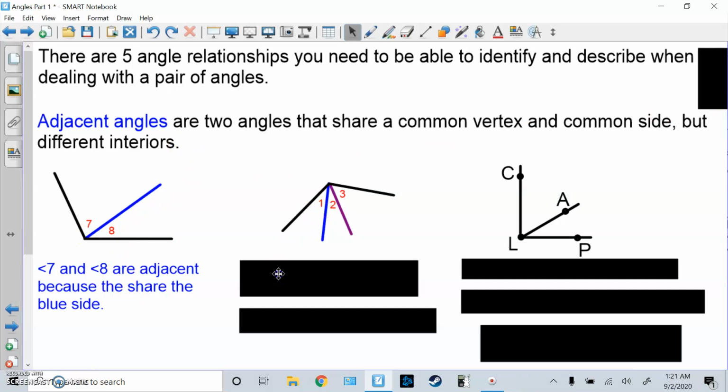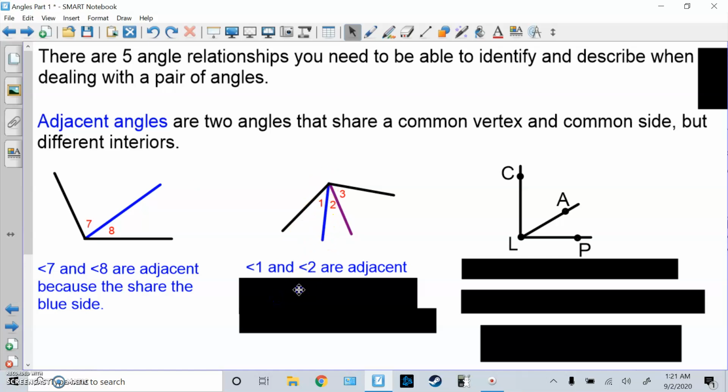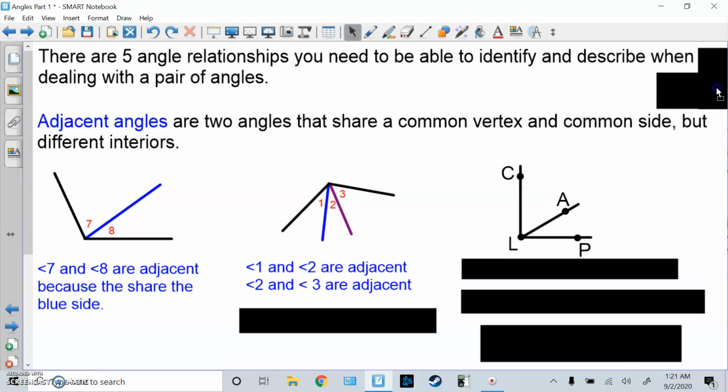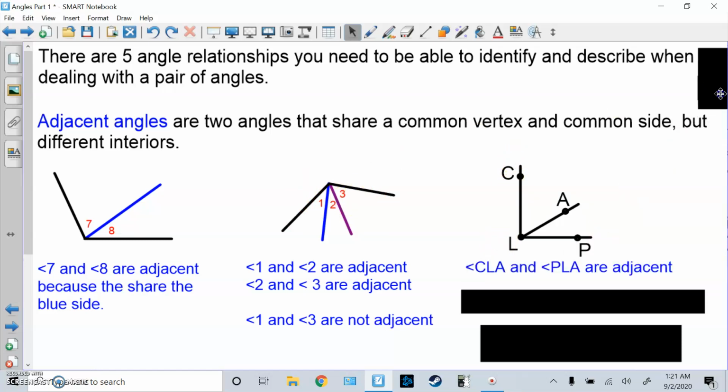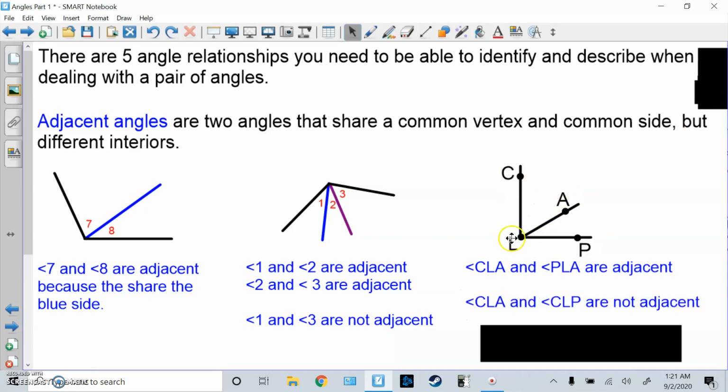Here, we see angle 1 and 2 are adjacent because they share the middle side, the blue one. Angle 2 and 3 are also adjacent because they share that purple side. But if you go to 1 and 3, they are not adjacent because they don't have anything in common, no shared side. Then here, we have angle CLA. CLA is the top angle. Angle PLA, the bottom angle, are adjacent because they share side LA. But if you do CLA, this top angle, and then CLP, the entire thing, those are not adjacent. Even though they have the same CL side, CLP has the same interior as CLA.